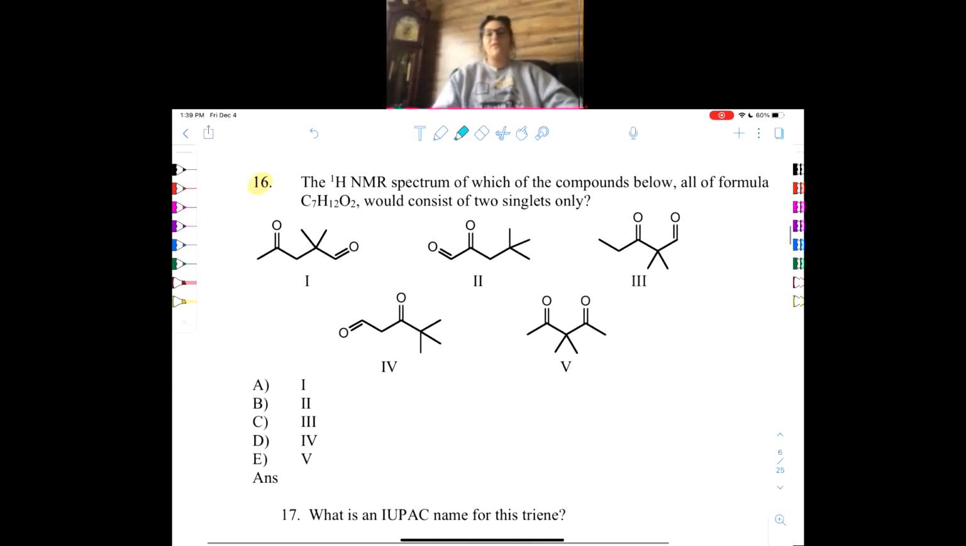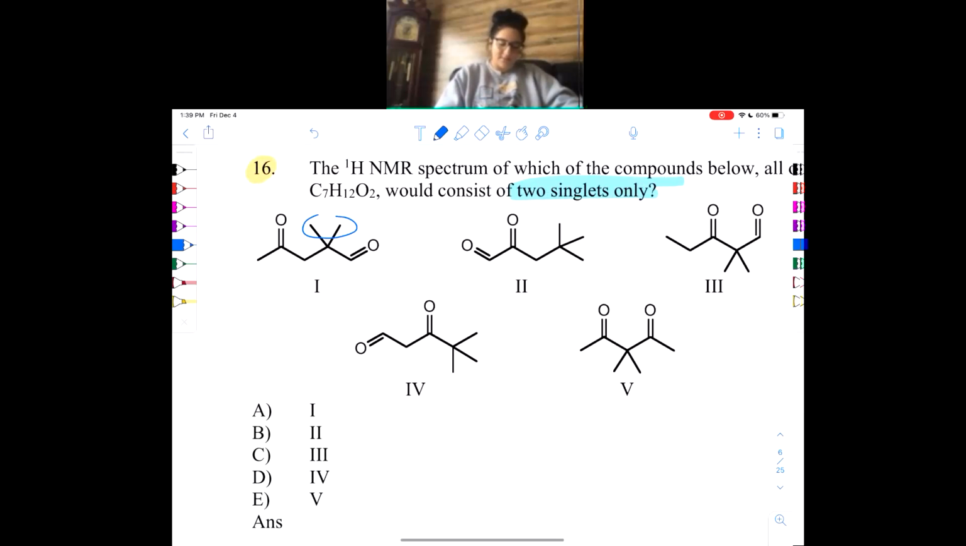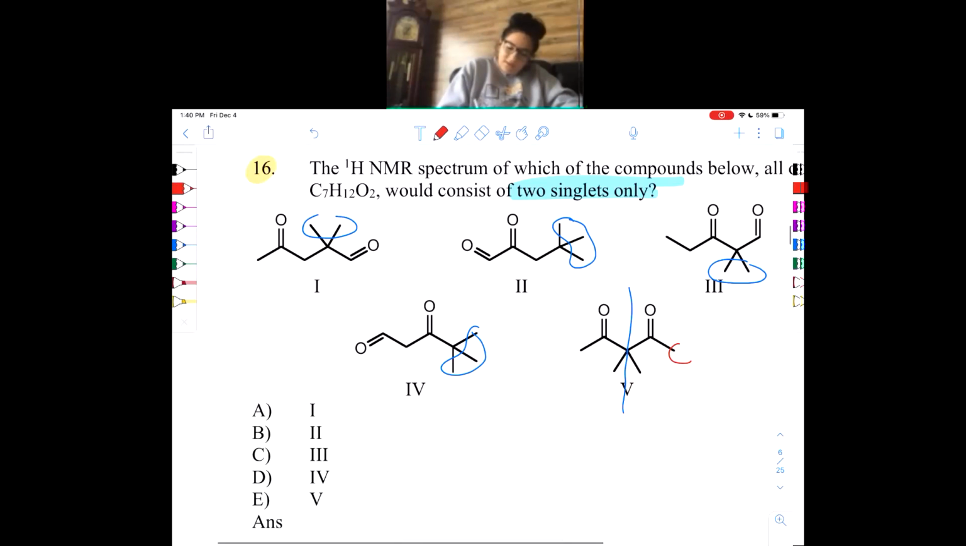Alrighty. This is one of my favorite questions from chapter 19 to do because they look really scary, but they're not. So it's asking two singlets only. So we only have two signals. First thing we're going to do is go through and assign symmetry. So that one, that one, that one. This one has it right down the middle. And we have symmetry right there. And I'm going to start with the most symmetrical one, just because I know the more symmetry, the fewer signals you have usually. So starting here, we have 1, 2 signals. Cool.